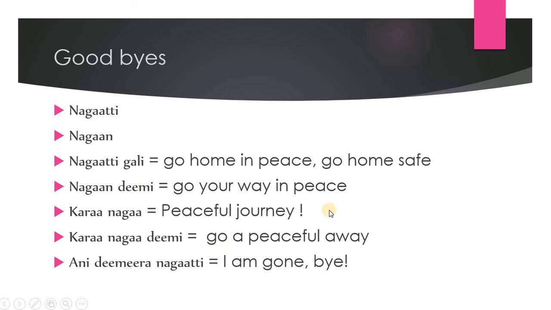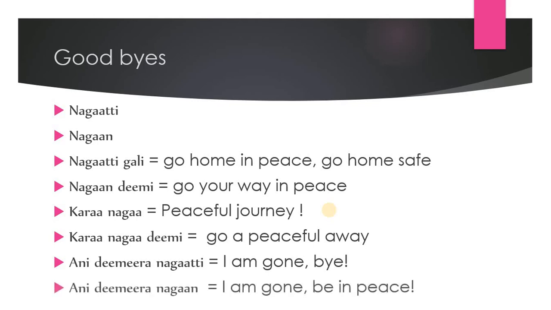Ani deemira nagaatti, I'm going, bye. Ani means I am. That's why we can also say bye. Ani deemira nagaan. We can also say nagaan. So nagaatti and nagaan can be used with other words, but they themselves are sufficient to say bye. I'm gone. Be in peace. Okay, that's the way we can finish our conversation when we go.